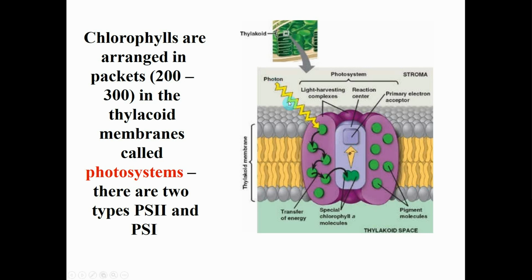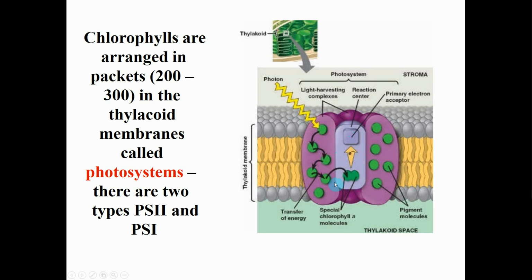And the photon's going to come in. It's going to excite these chlorophyll pigments, and they're going to go all over the place, all the way down here to the special chlorophyll A molecules. Now remember, water has come in. Water has undergone photolysis, and the electrons have been captured here. The primary electron acceptor has taken them from that oxygen, and we've got the electrons here.